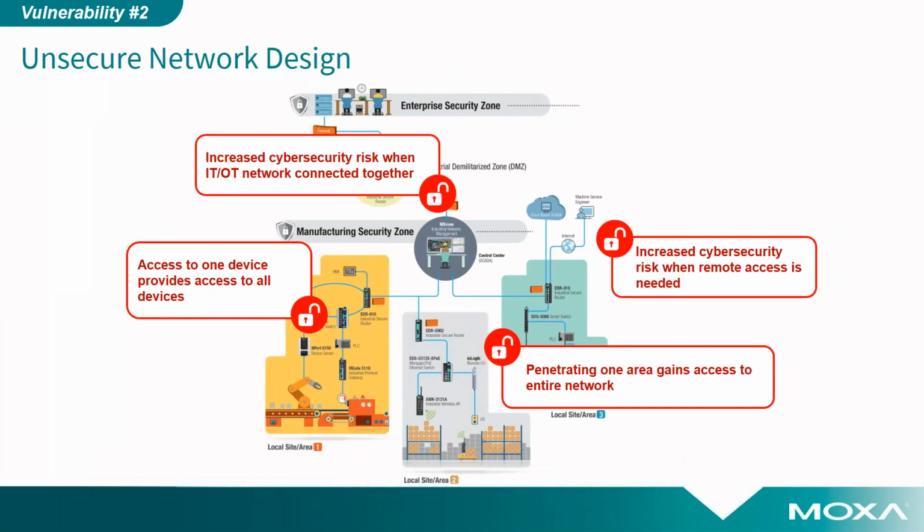When we look at unsecure network design, what we're really talking about is, in many cases, we see plant networks that are one big flat layer 2 network, no segmentation. So anyone that gains access to the network has access to the entire network. Same thing with devices: if you've got the same username and password on one device and somebody gains access to that, they have access to all your devices.